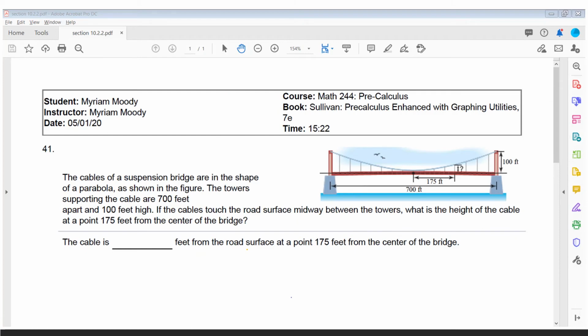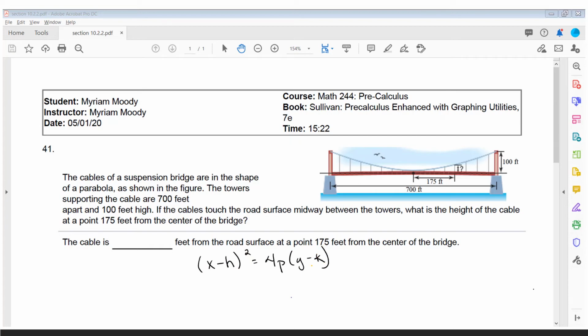It says the cables of the suspension bridge are in the shape of a parabola as shown in this figure. The towers supporting the cable are 700 feet apart and 100 feet high. If the cables touch the road surface midway between the towers, what is the height of the cable at a point 175 feet from the center of the bridge? So, since we have a parabola and it is facing up, then I know the y is not squared, is it? So, this tells me my equation that I'm going to be dealing with looks just like this one.